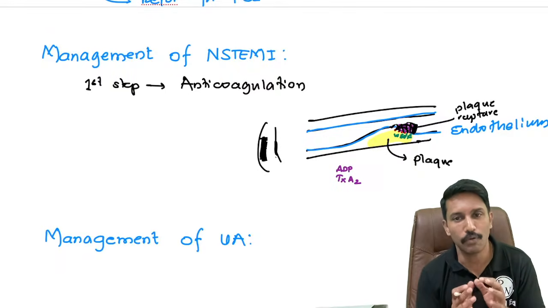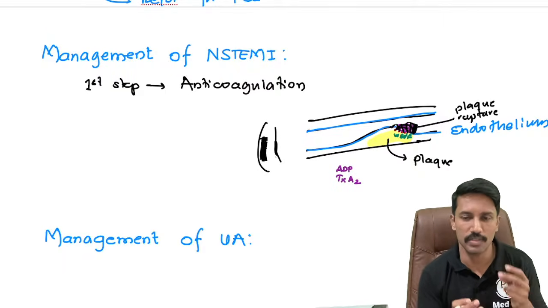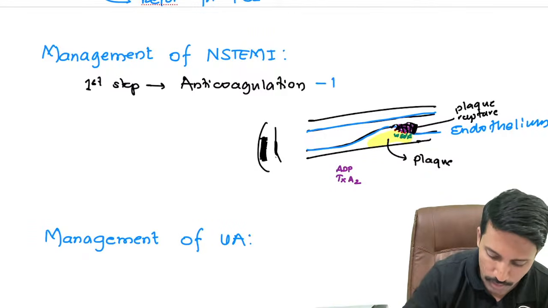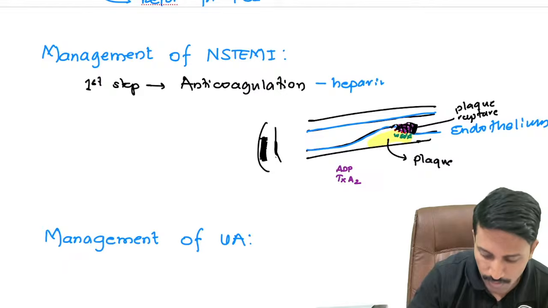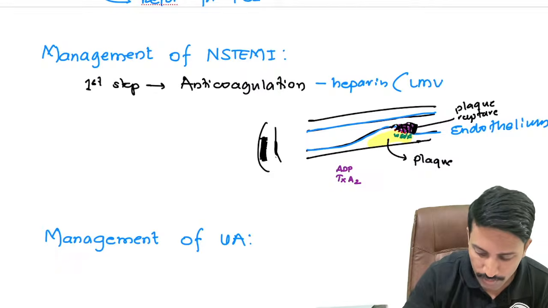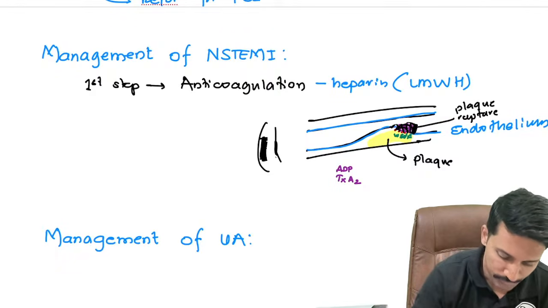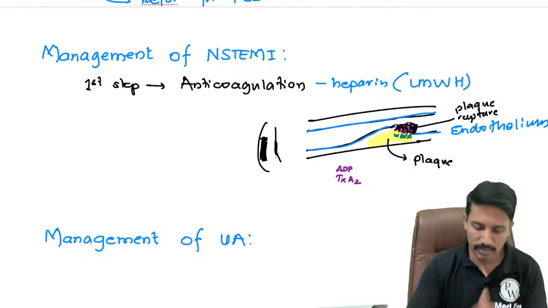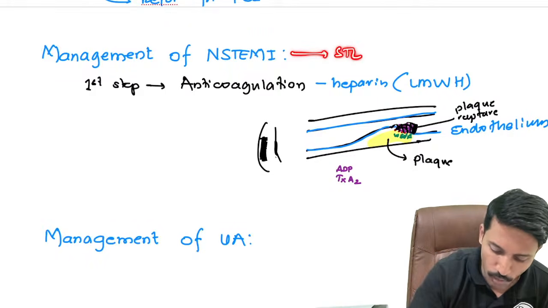So that is why I can't use warfarin. I want something which is quickly acting. Heparin is the best drug. And because of the convenience, low molecular weight heparin is preferred. So anticoagulation with heparin, preferably low molecular weight heparin, will be given. Once I do that, the fibrin will not progress further. So this NSTEMI patient going to STEMI is blocked.